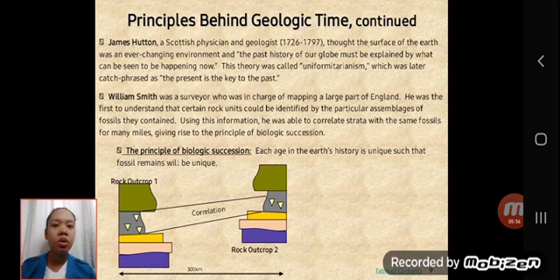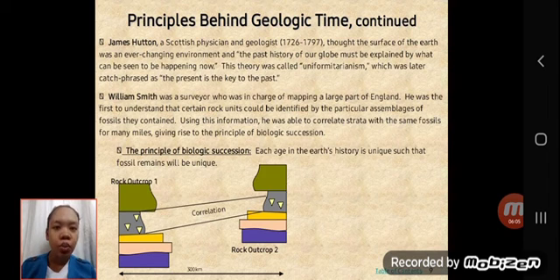Next is James Hutton, a Scottish physician and geologist, who thought the surface of the Earth was an ever-changing environment, and the past history of our globe must be explained by what can be seen to be happening now. This theory was called uniformitarianism. So uniformitarianism is a later catchphrase: the present is the key to the past.